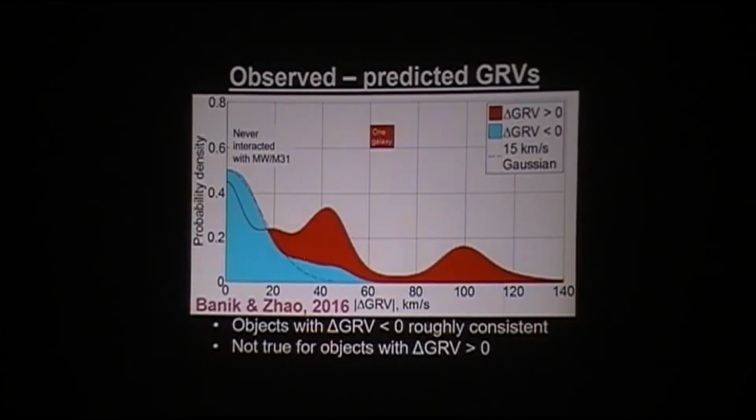And my understanding is that this peak near zero corresponds to just normal galaxies which never really went near the Milky Way or Andromeda. These ones maybe were flung out by Andromeda, and these ones maybe were flung out by the Milky Way, which is lighter and would have been moving faster. So that's what I think has been going on here.